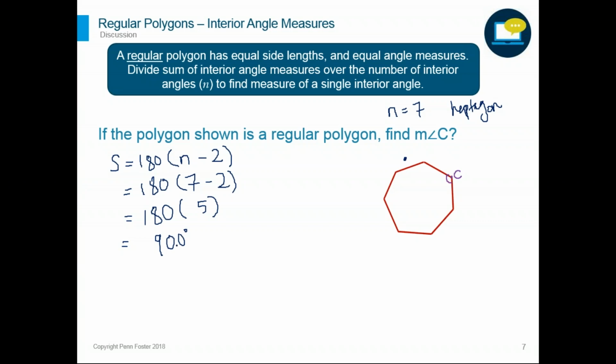This is not what we're looking for in the question. The measure of one interior angle, let's call it C. So the measure of angle C equals the sum divided by n, which is 7. And that will give you 128.6 degrees. So each one of these angles in that regular heptagon will measure 128.6 degrees. Questions?